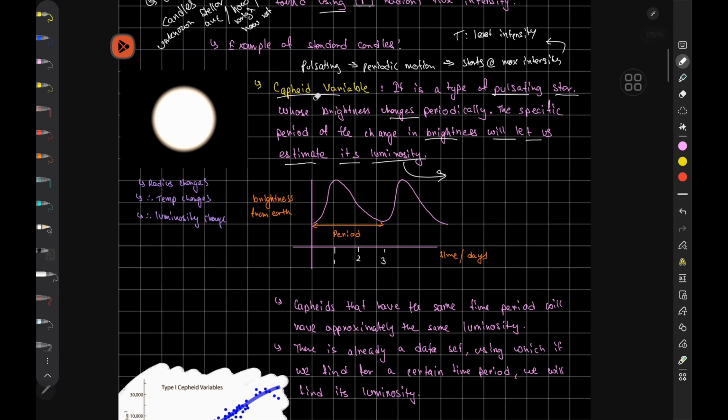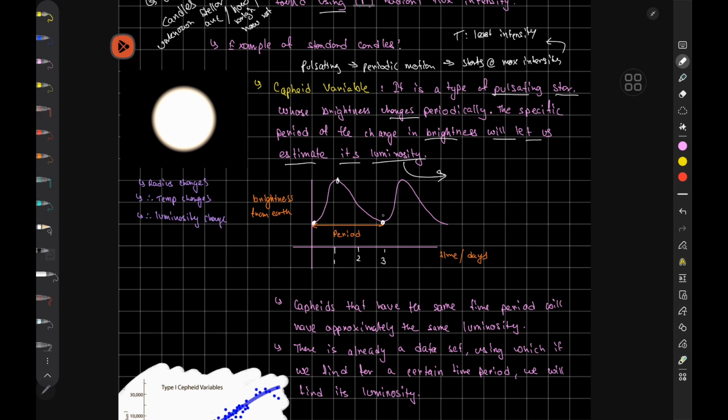Again, coming back to Cepheid variables, what is happening over here? It is a type of pulsating star whose brightness changes periodically. So how much light it is emitting is going to change, but it is going to go through a cycle. Based on that period, going from low to high to low again, that is the intensity, we get to find out its period.